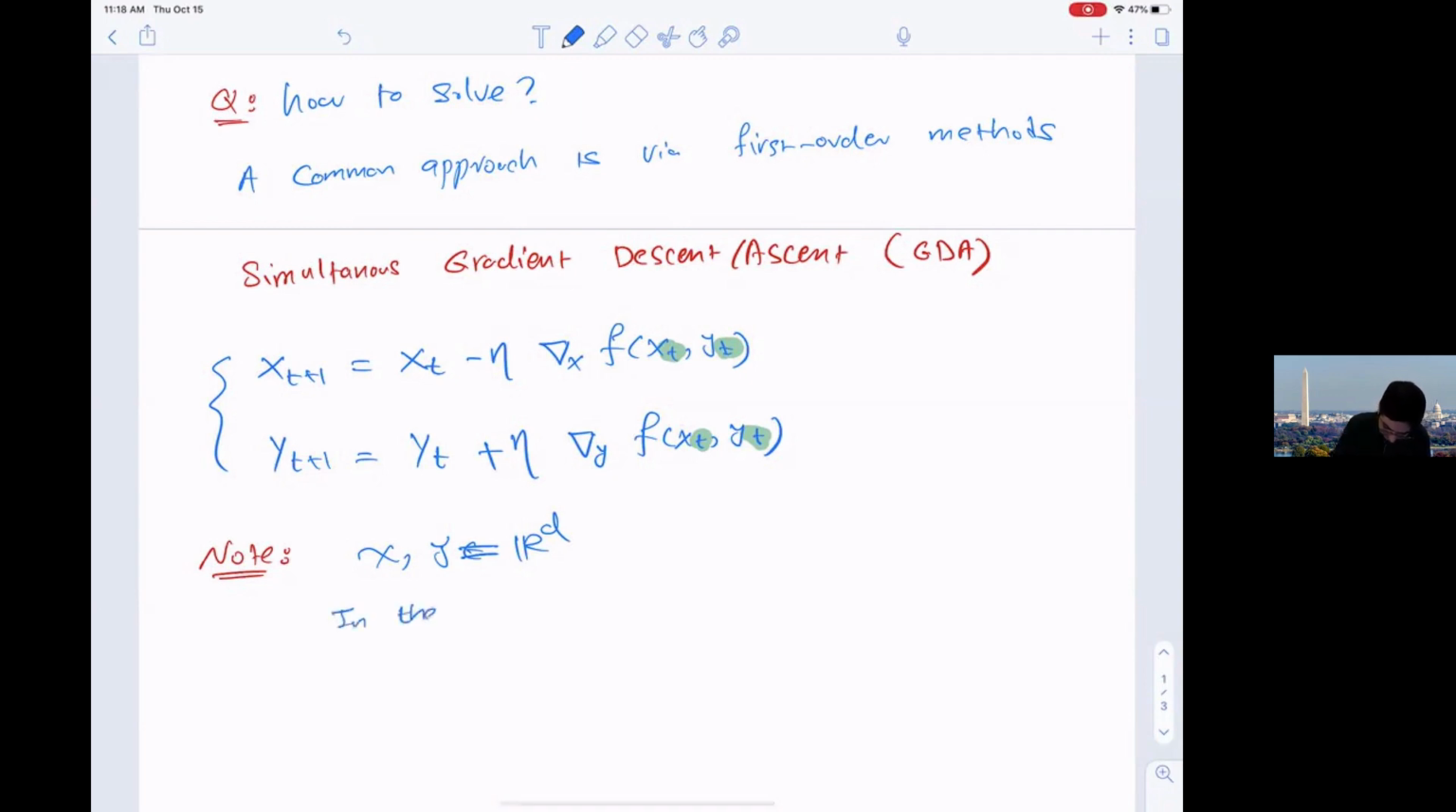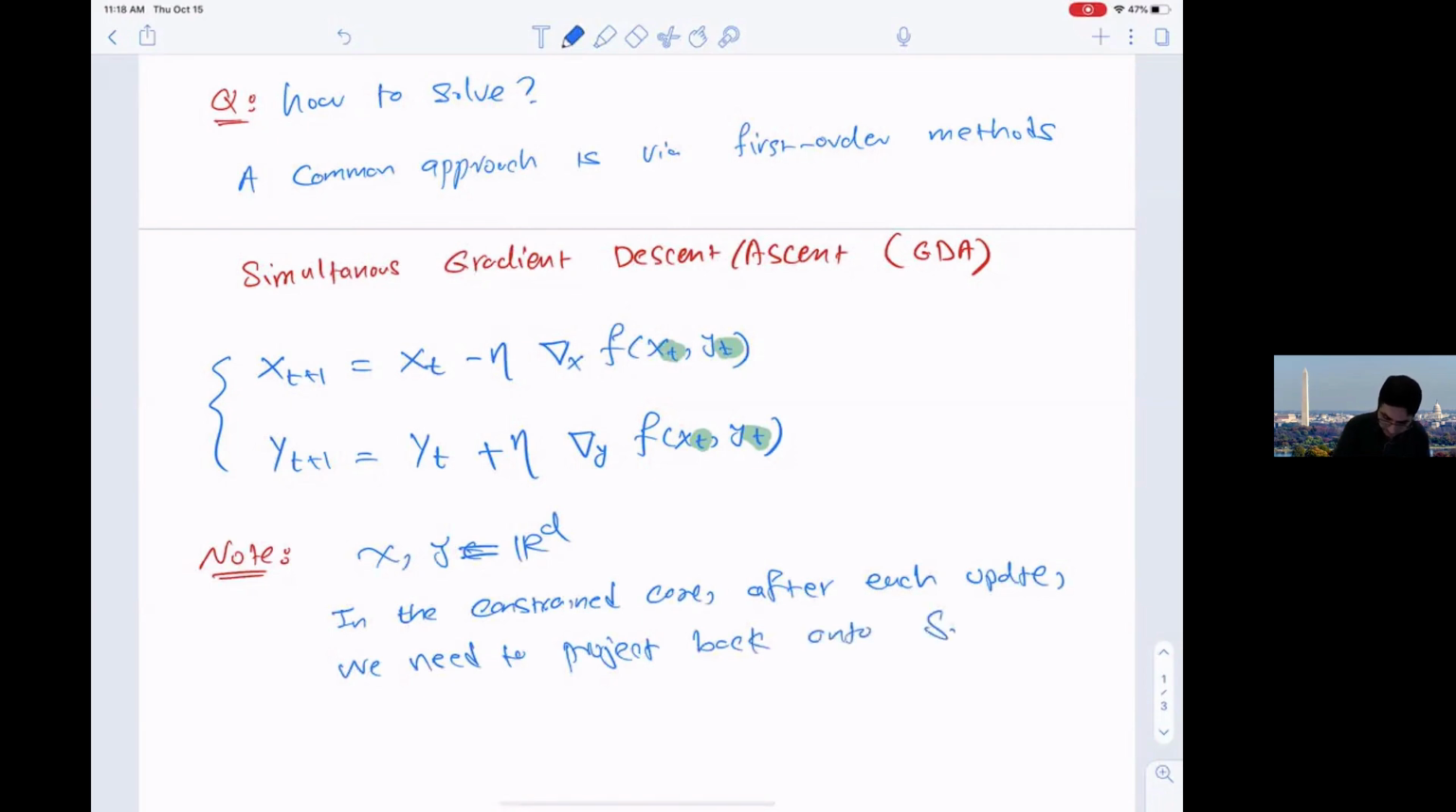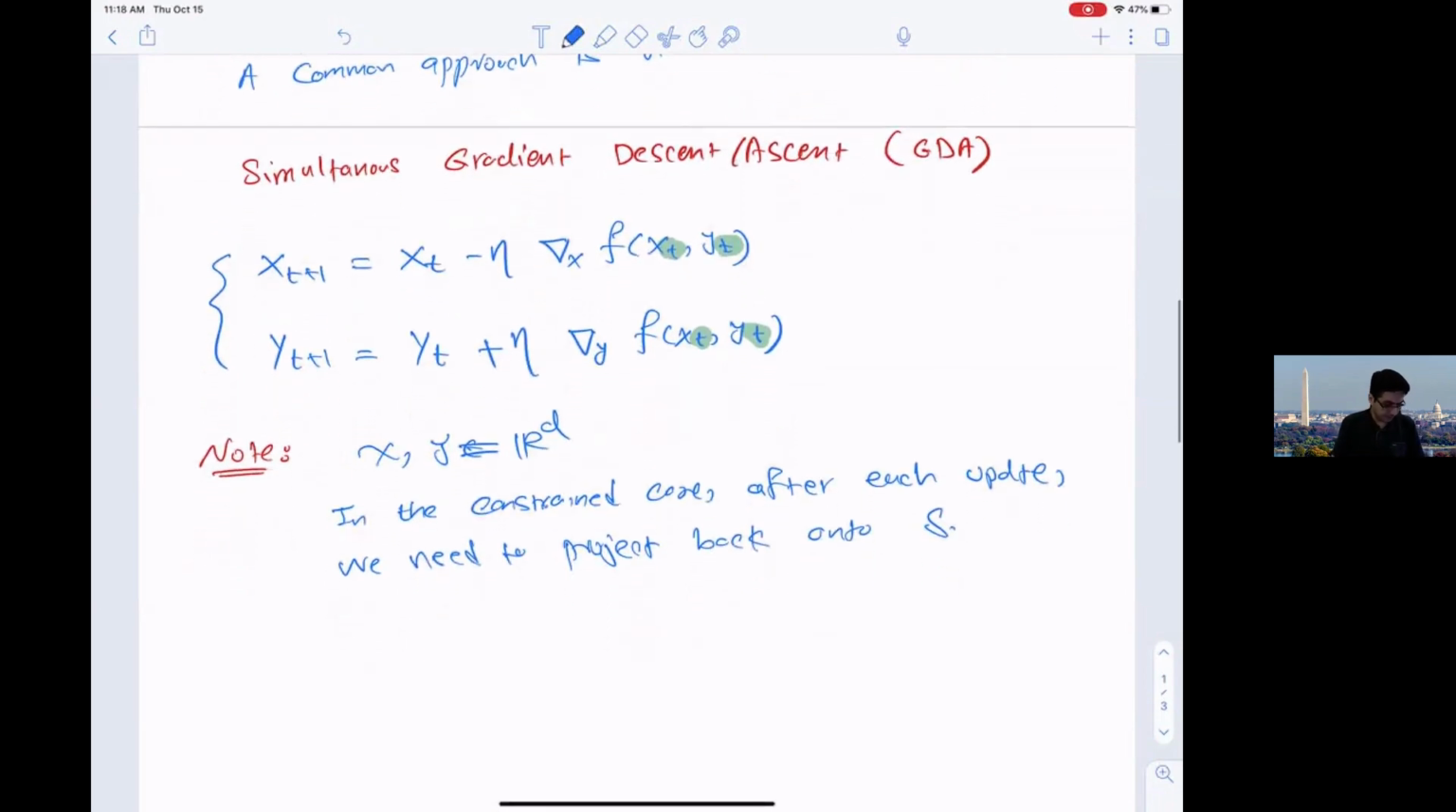In the constrained case, after each update, we need to project back onto our feasible set S. Okay.